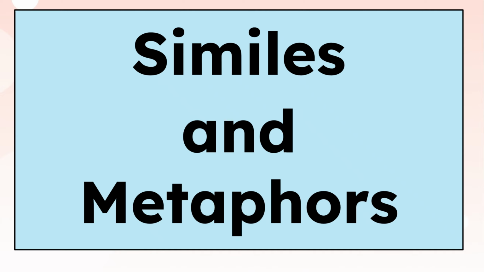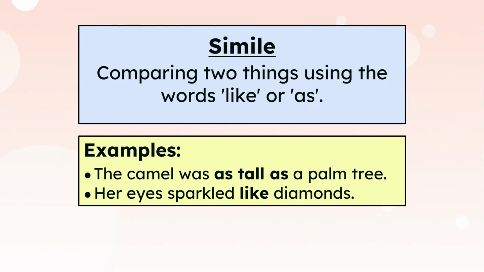Hello everyone. In today's video, we are going to take a lesson on similes and metaphors. Let's begin. First, we have simile. Now, simile is comparing two things using the words like or as. For example, the camel was as tall as a palm tree, or her eyes sparkled like diamonds. Now, as you can see in these two sentences, we use the words as and like.